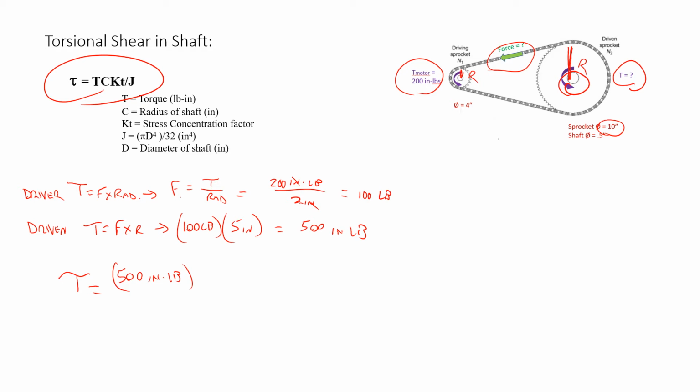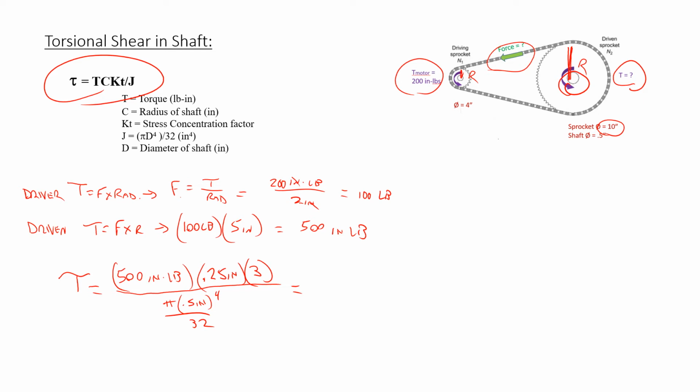The C value is our radius of our shaft, and we said it's a 1/2 inch diameter shaft, so that's going to be 0.25 inches. K sub T, we talked about that a second ago. We're going to use a 3, and that doesn't have a unit on it. And then we're going to divide that by the polar section modulus, so that's pi times the diameter of our shaft, which is 0.5, pi d to the 4th divided by 32.